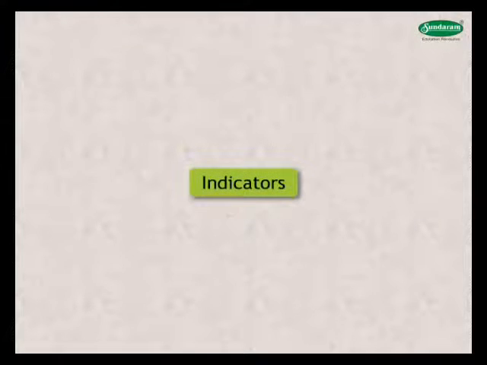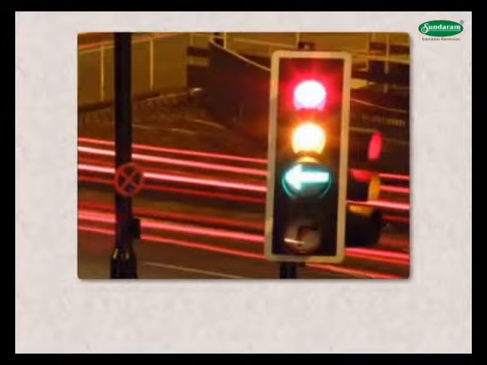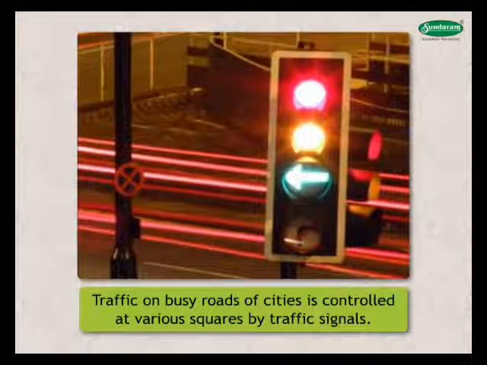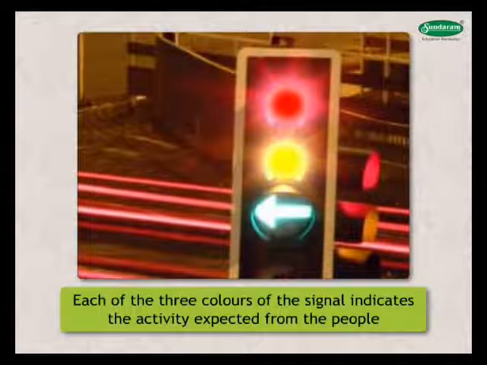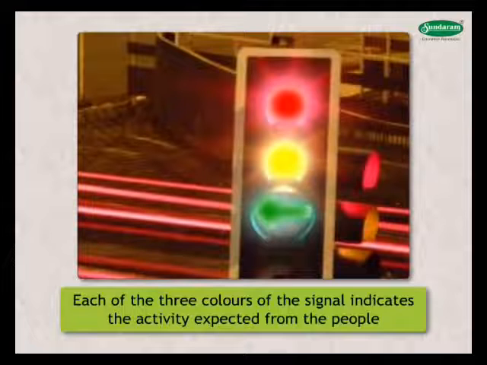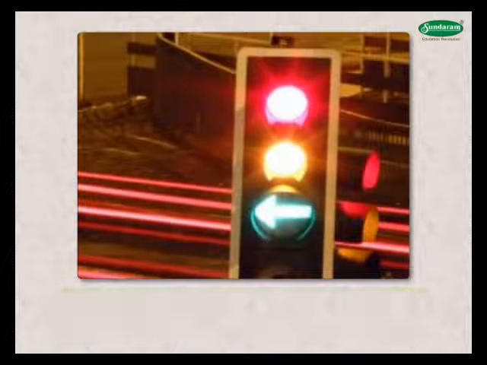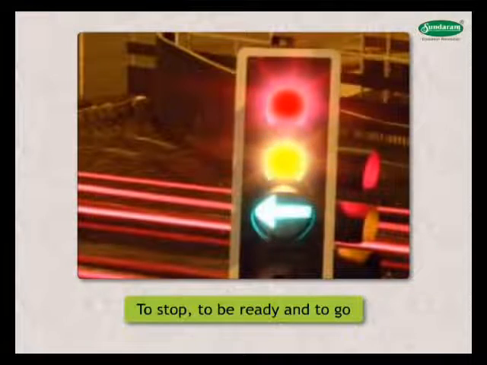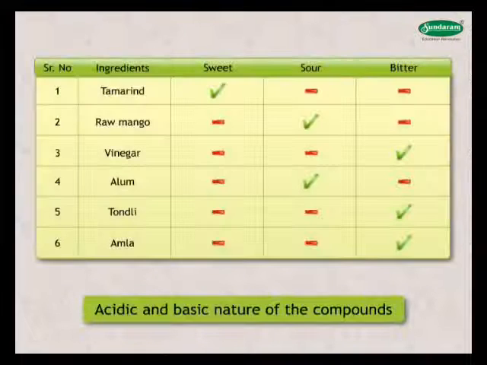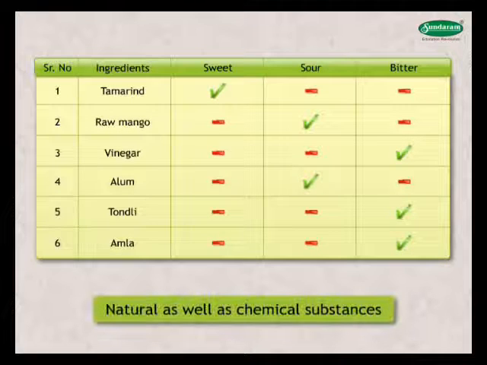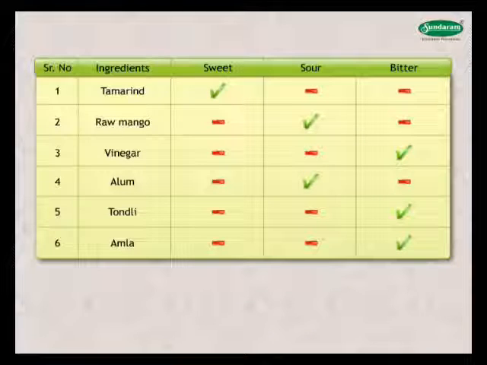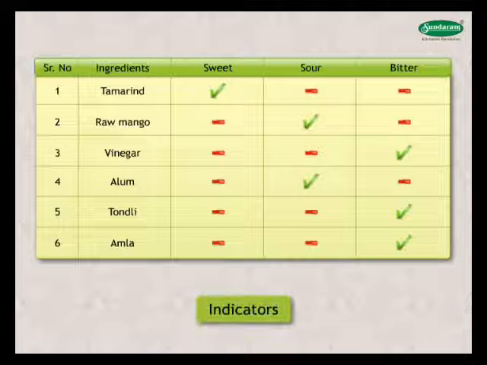What is meant by indicators? You must have observed that the traffic on busy roads of cities is controlled at various squares by traffic signals. Each of the three colors of the signal indicates the activity expected from the people, that is, to stop, to be ready, and to go. The acidic and basic nature of the compounds can also be indicated by some natural as well as chemical substances. These are known as indicators.